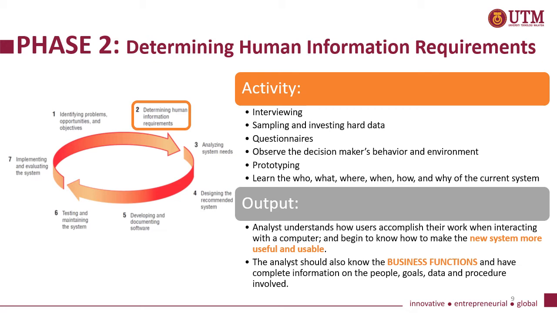Phase 2. Determining human information requirements. There are 6 main activities. 1. Interviewing. 2. Sampling and investigating hard data. 3. Questionnaires. 4. Observe the decision maker's behavior and environment. 5. Prototyping. And 6. Learn the who, what, where, when, how, and why of the current system.